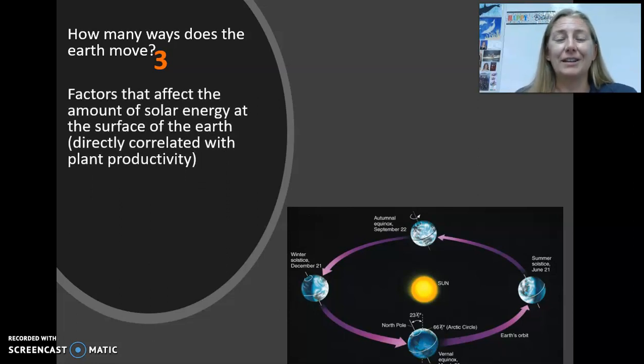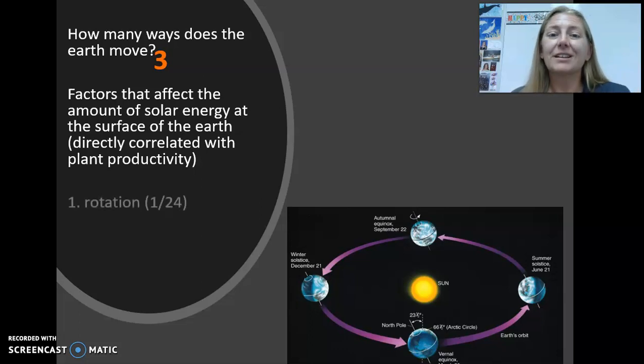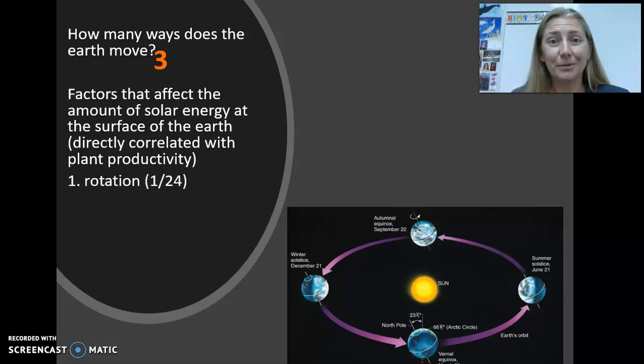So the different factors that affect the amount of solar radiation that Earth receives, which has to do with how the Earth moves, is rotation. We make one rotation every 24 hours. That's what 1 over 24 means. So rotation, otherwise known as spinning on its axis. So that's one way the Earth moves. And obviously, that's going to affect daytime, nighttime. So that's going to have our solar radiation vary.